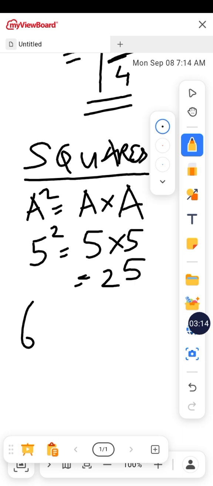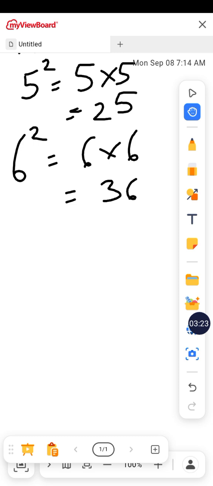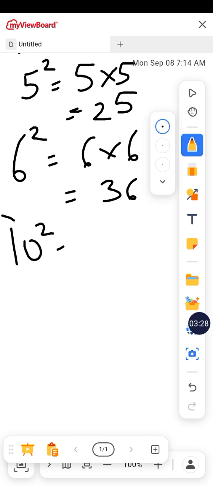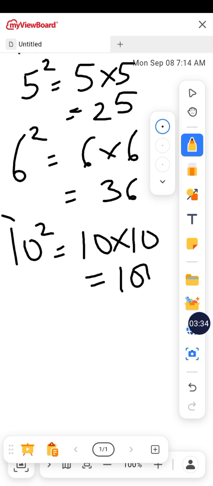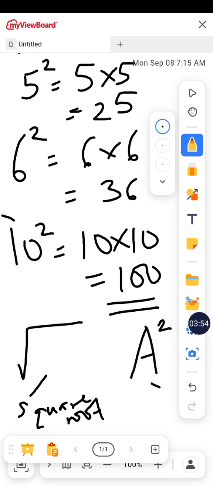If I say 6 square, 6 square will give us 6 multiplied by 6, and that will give us 36. If I'm interested in finding the square of any number, let's say 10 square, 10 square will definitely give me 10 multiplied by 10, and that is 100. So square is multiplication of a number by itself twice. Square is different from square root. This is the symbol for square root, while 10 raised to power 2 is the symbol for square.